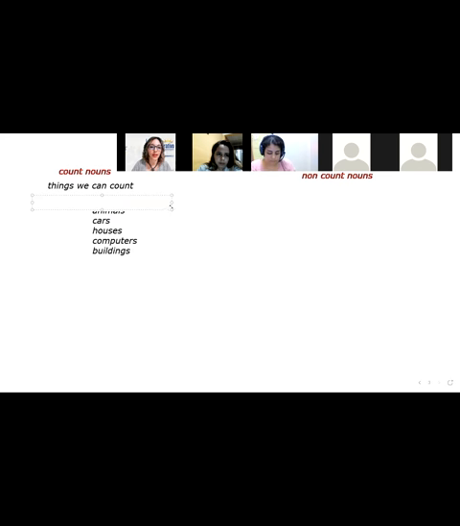Puede tener su forma singular y la forma plural. Por ejemplo, the people, ¿verdad? El singular es person. Animals, la manera singular es animal. Car, house, computers. Sorry, computer. Building. Okay. Algo que se puede contar va a tener dos formas, la singular y la plural. Non-count nouns, things we can't count. Okay. Esto es lo opuesto, algo que no podemos contar.